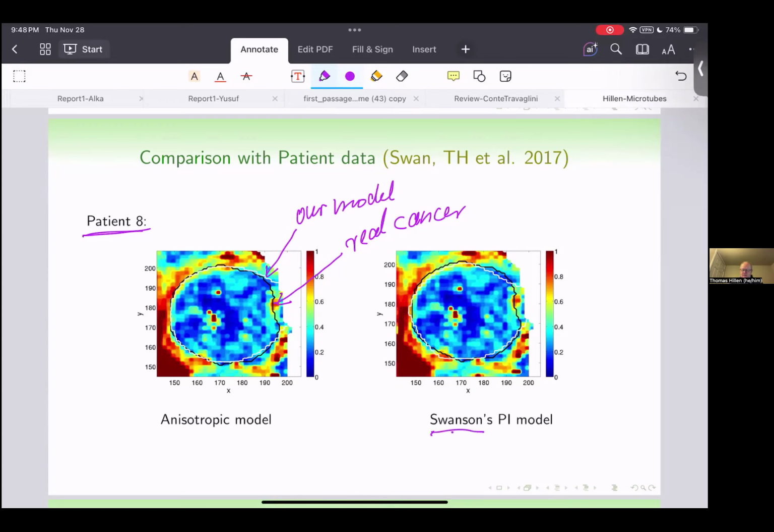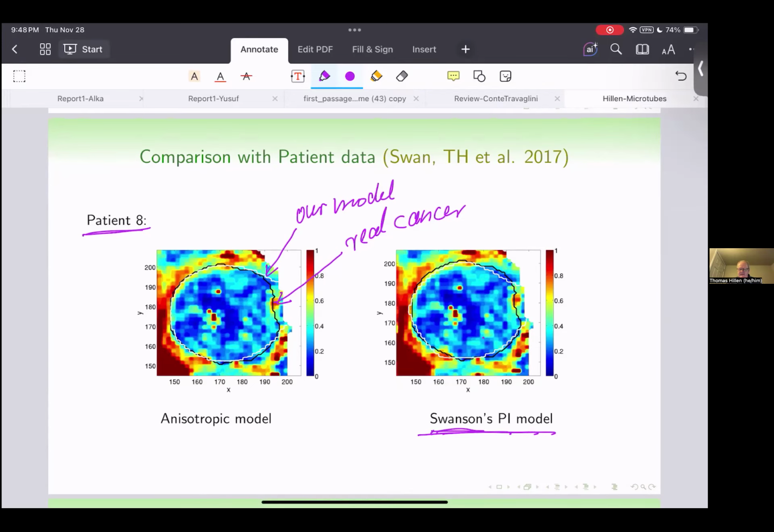We compare this here with Swanson's PI model. Again, the black is the real cancer, the white is the mathematical cancer. And again, they overlap equally well. So for patient 8, there's actually no difference between our model and Swanson's model, which is nice. The colors here show the anisotropy. If it's very red, it is very anisotropic. Very blue, it is isotropic. And so you see inside the tumor, the tissue is very isotropic as well.